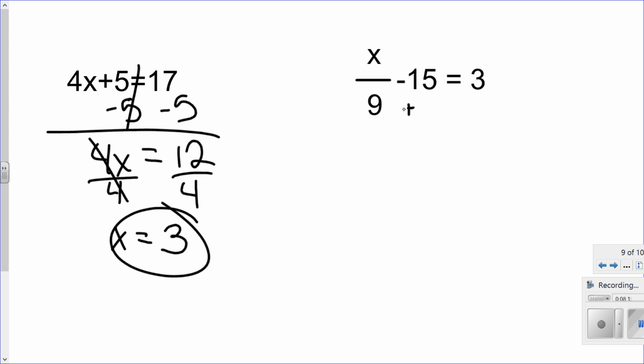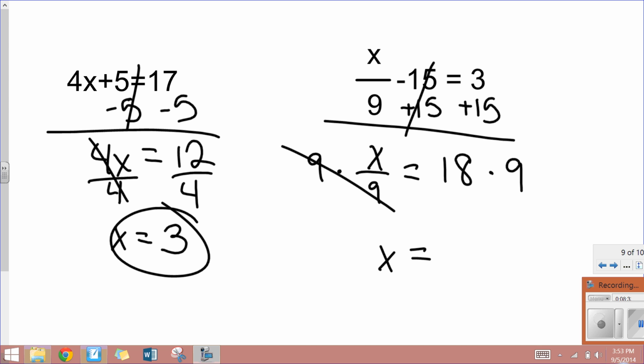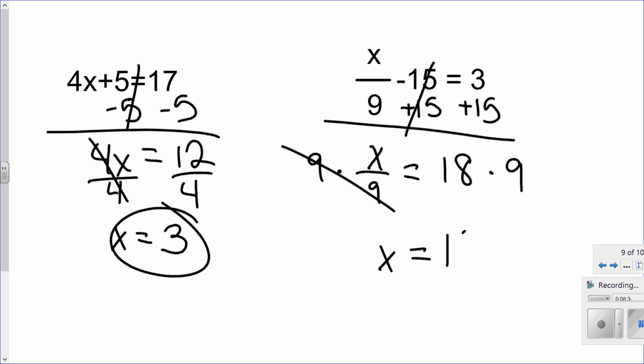Over here, I'm going to add 15 to both sides. I get x divided by 9 equals 18. Multiply both sides by 9. I get x equals 162.